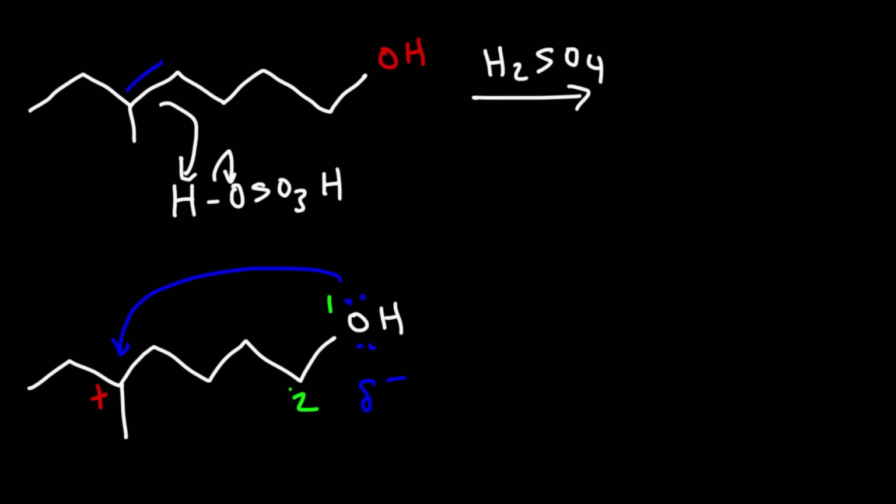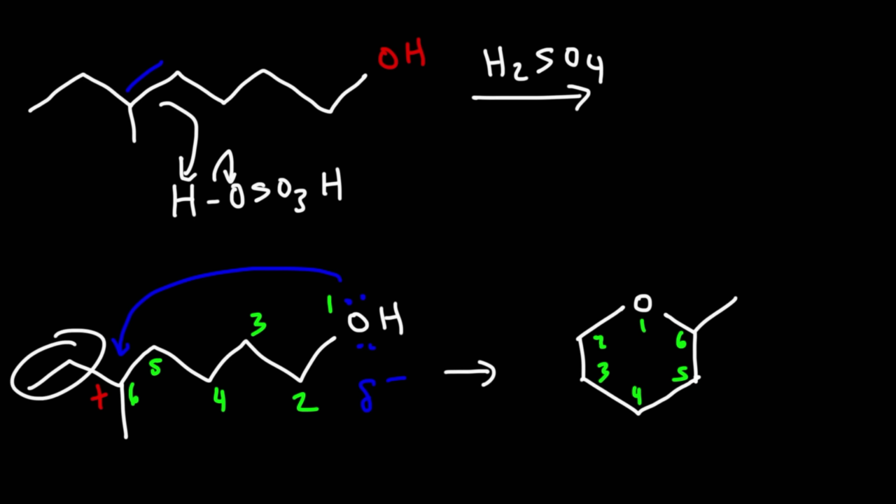Let's call this number 1, 2, 3, 4, 5, 6. So we're going to get a 6-membered ring. So this is 1, 2, 3, 4, 5, 6. On carbon 6, we have a methyl group, and we also have an ethyl group. The oxygen still has a hydrogen attached to it. It lost a lone pair, so it has one left over, and it has a plus charge. So that's what we have at this point.